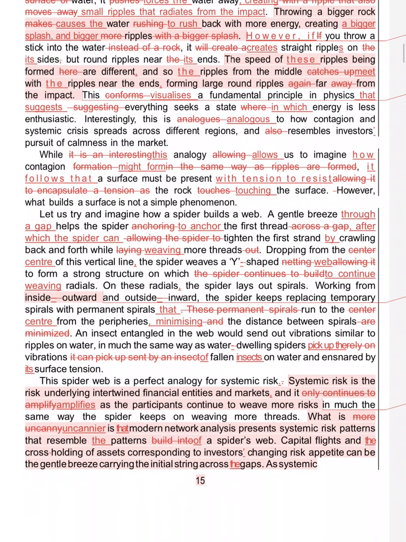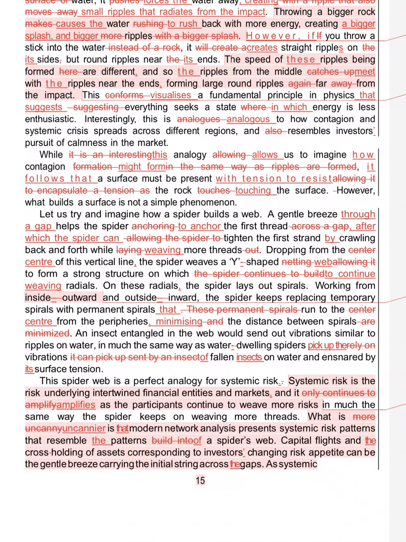Dropping from the center of this line, the spider weaves a Y-shaped netting, allowing it to form a strong structure on which the spider continues to build radials. Very bad sentence. Dropping from the center on this vertical line, comma, give it a break. The spider weaves a Y-shaped web, not netting, allowing it, just a web. A Y-shaped web to form a strong structure on which the spider continues to build. We're talking about the spider from the very beginning. On which to continue weaving radials. To continue weaving radials. Okay.